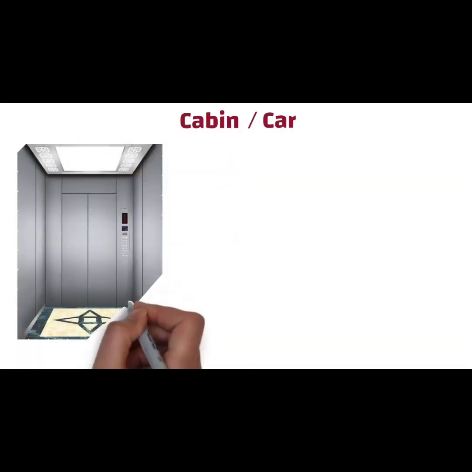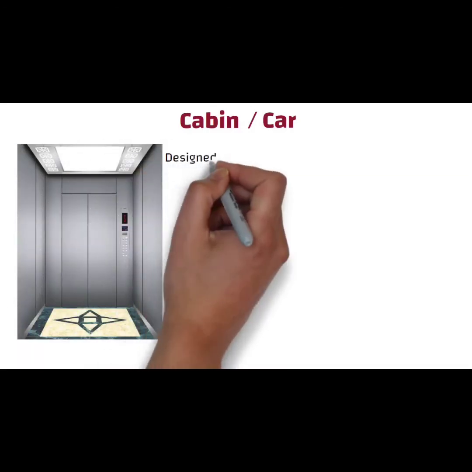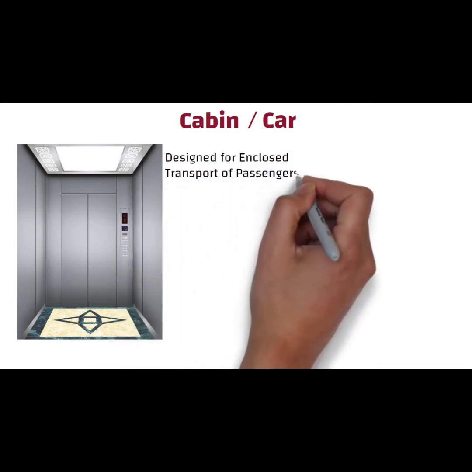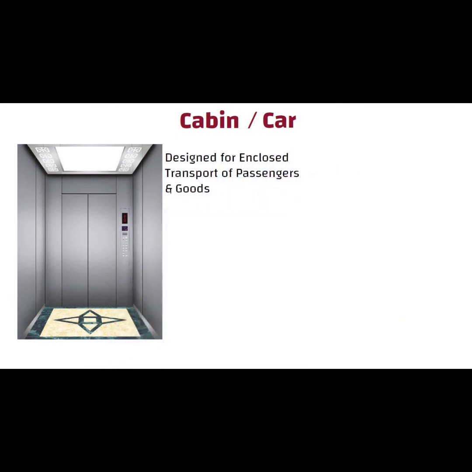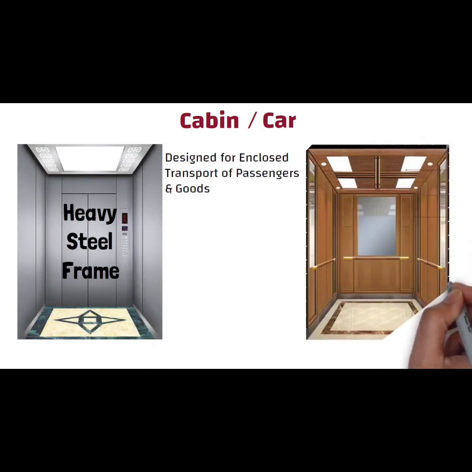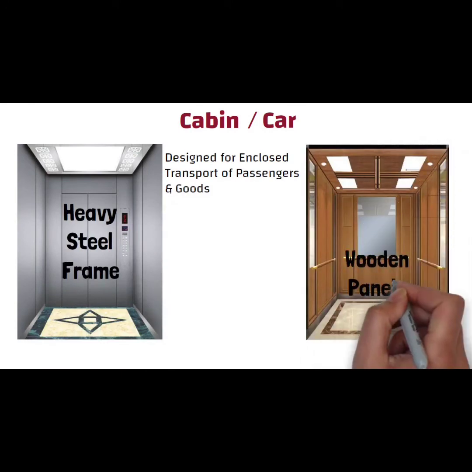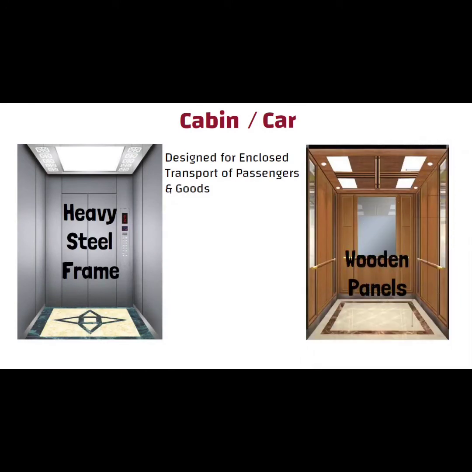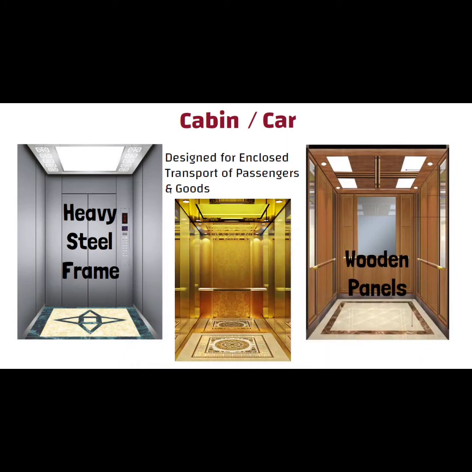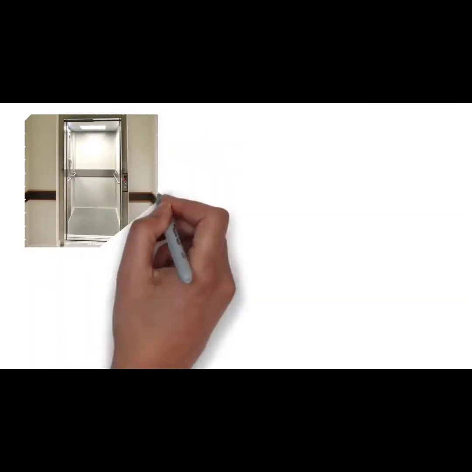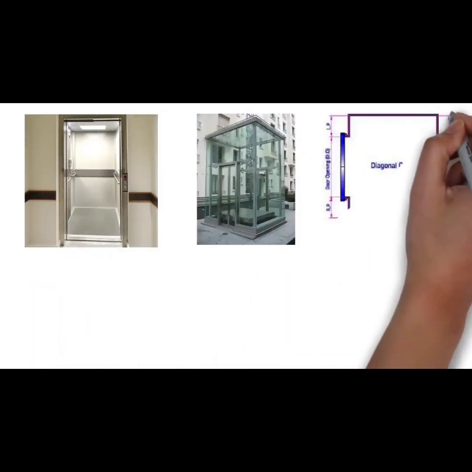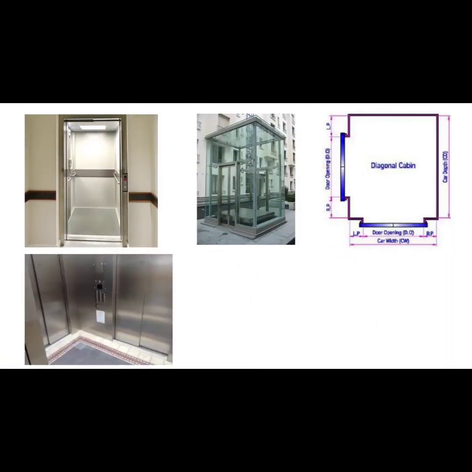Cabin. It is also known as car. You can see in this picture, this is the main part of the elevator, which is designed for enclosed transport of passengers and goods. It is usually a heavy steel frame surrounding a cage of metal and wooden panels. Cabin is the place where the passenger truly experiences the elevator. Cabin can be of one opening, two opening, angle opening, and three entrance cabin.